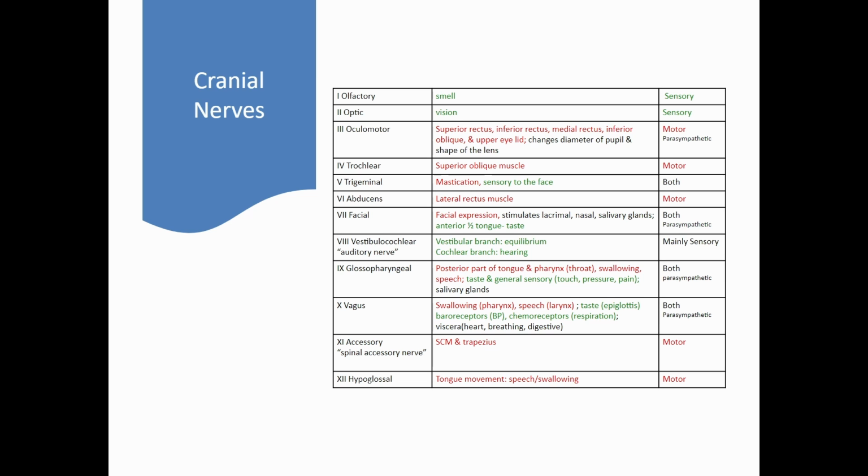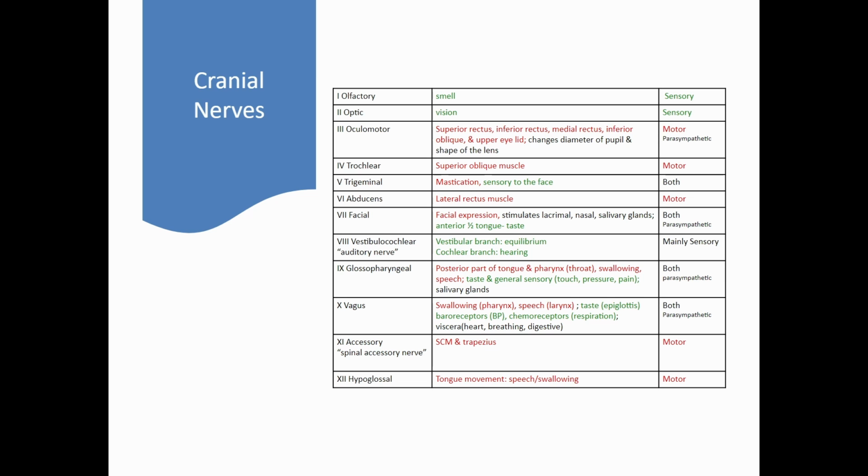Then we have the vestibulocochlear nerve, used to be known as the auditory nerve, and it is going to allow for equilibrium and hearing information. It's mainly sensory, just like the optic nerve. Olfactory is also going to be sensory and allows for smell. Glossopharyngeal is going to send information from the back part of your tongue and your throat that is motor and allow it to move. It allows for swallowing and speech, with some taste and general sensory information.